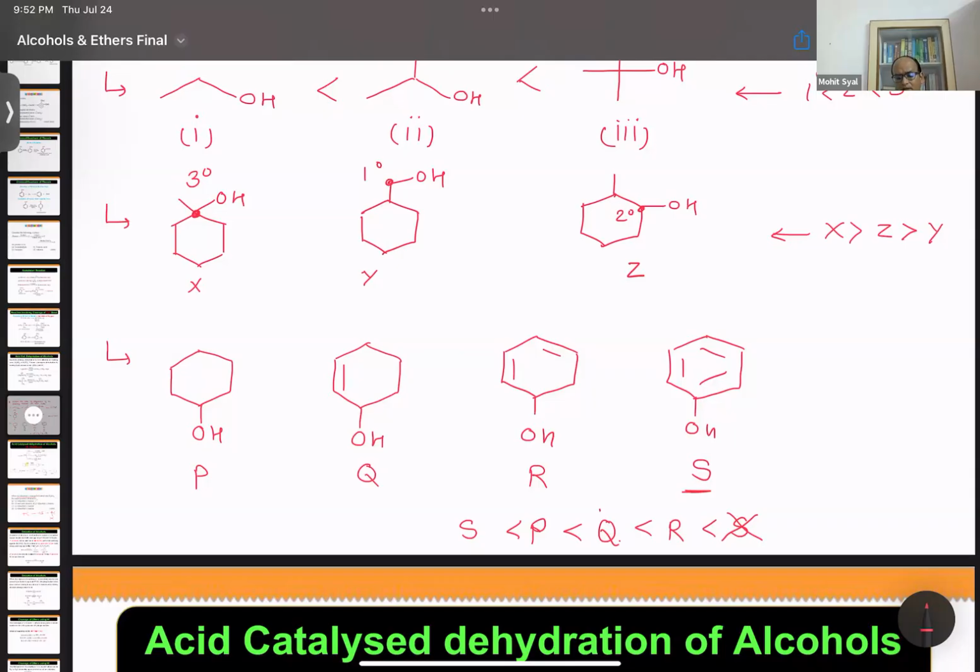Look, and Ibrahim, why did you take this? All are secondary. Got it? Then why have you taken R to be more reactive than Q? Greater amount of double bonds, yeah. So lesser stability, I think. Yes, so what will happen with those double bonds? Yes, that is the reason, correct. But what exactly is happening with the double bonds? That you need to tell me.